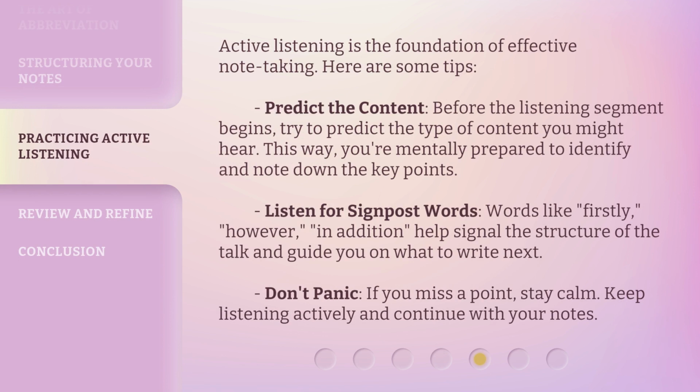Active listening is the foundation of effective note-taking. Here are some tips. Predict the content. Before the listening segment begins, try to predict the type of content you might hear. This way, you're mentally prepared to identify and note down the key points. Listen for signpost words. Words like firstly, however, in addition, help signal the structure of the talk and guide you on what to write next. Don't panic. If you miss a point, stay calm. Keep listening actively and continue with your notes.